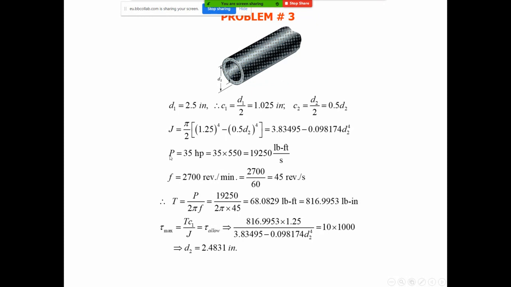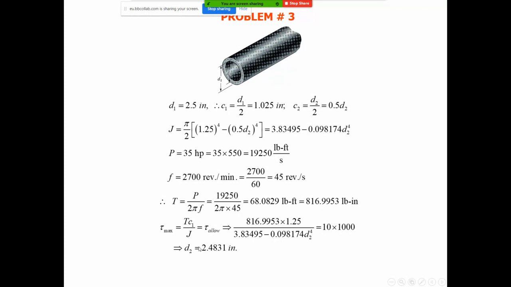And this is the horsepower, or the power, which should be converted into pound-feet per second. This is the frequency after we convert it into revolutions per second by dividing by 60. The T can be calculated from this formula. And don't forget, guys, the pound per foot should be converted to pound per inch in order to use it in the equation. Now you just apply this formula and then you will get the diameter.